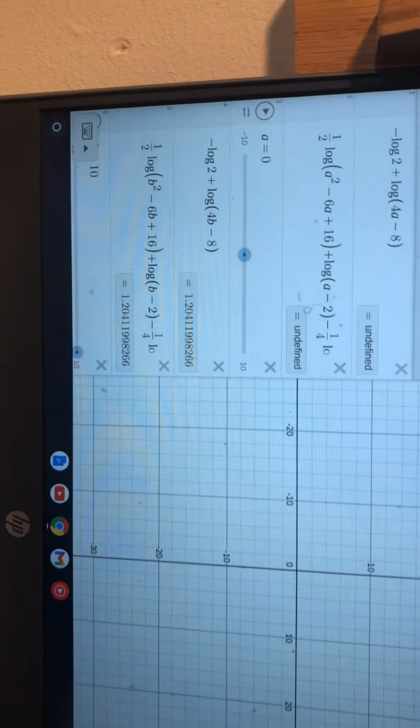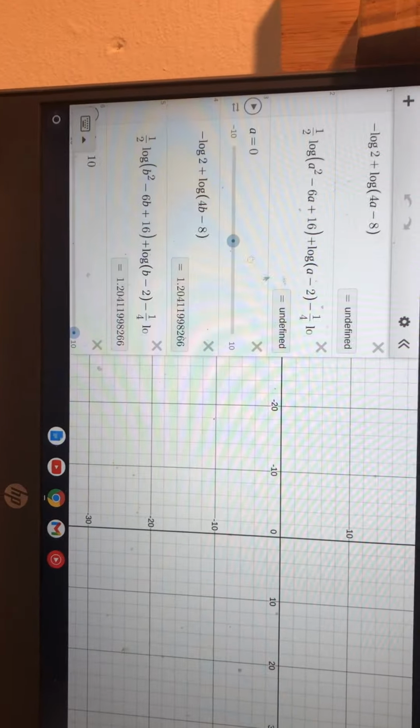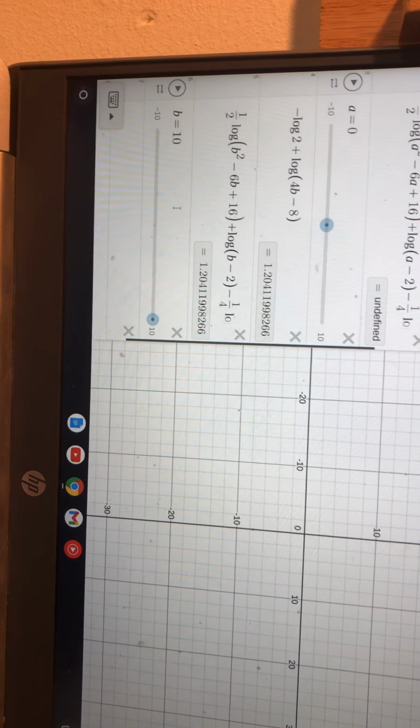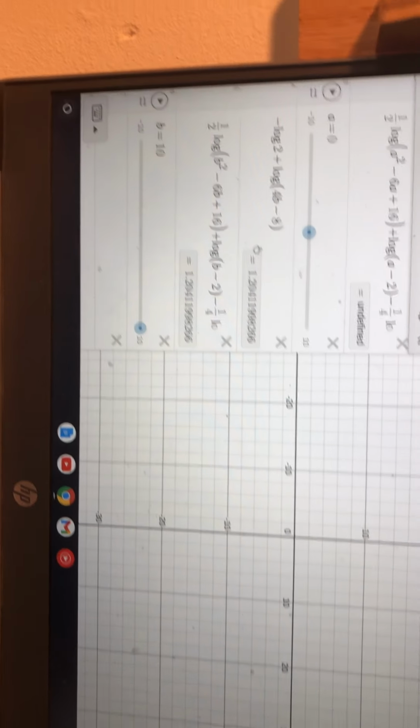And again, I did it in Desmos to show you. I wrote the two sides of the equation. I said a equals 0, and they were both undefined. But then I did again, b equals 10. I did it in b. And now 1.204 and 1.204, they're equal to each other.